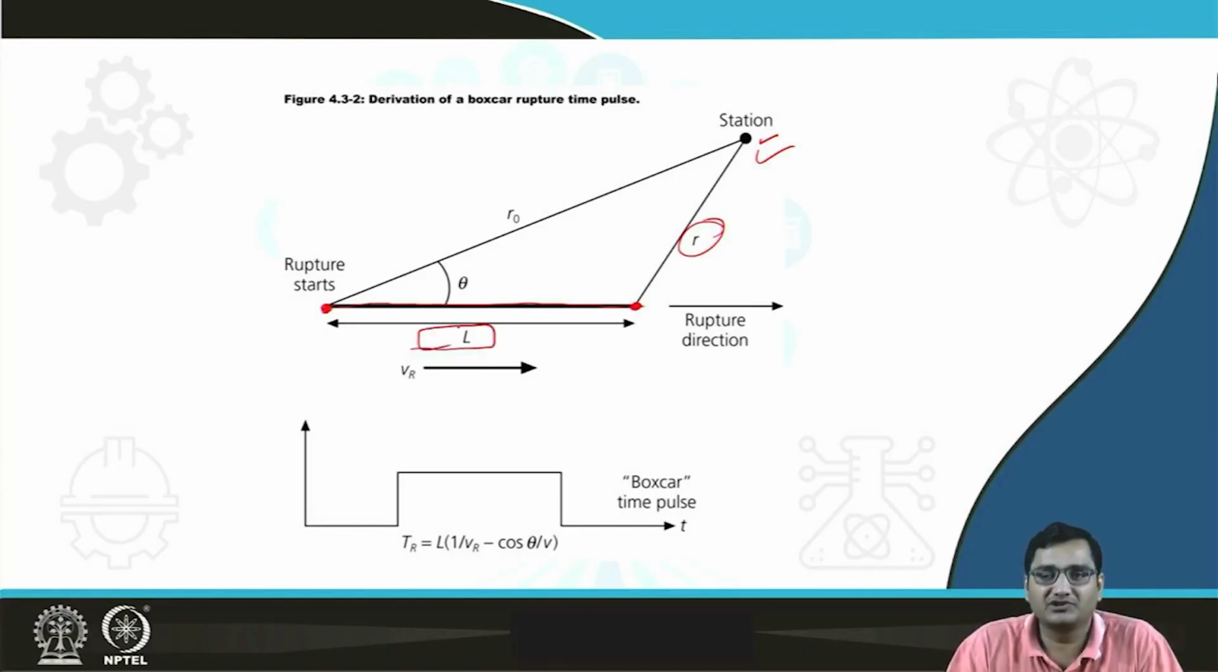V R is the rupture velocity, and you can see the station is located at a back azimuth of theta from the starting point. As the rupture moves in its direction, at different points the back azimuth will keep on changing, so theta is variable here. If you denote it in terms of the time series, then T R is equal to L times bracket 1 by V R minus cos theta by V. So the rupture time is basically proportional to cosine of theta here, and it is represented by a boxcar time pulse.